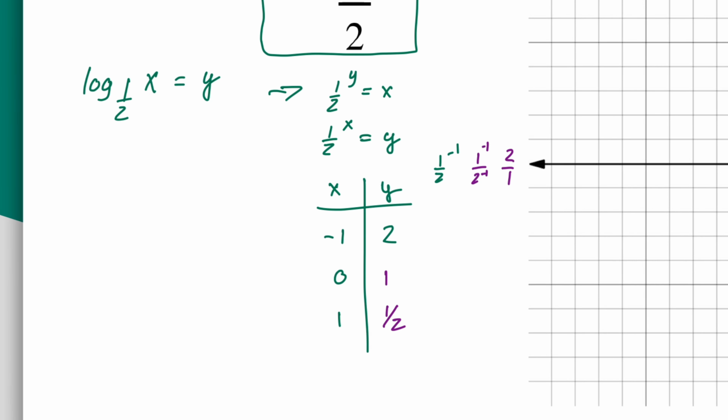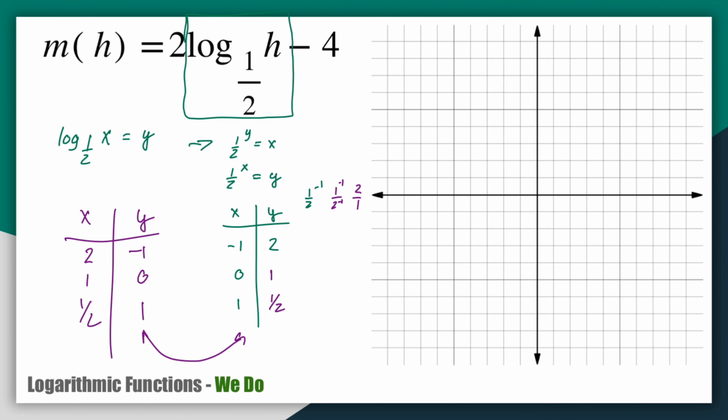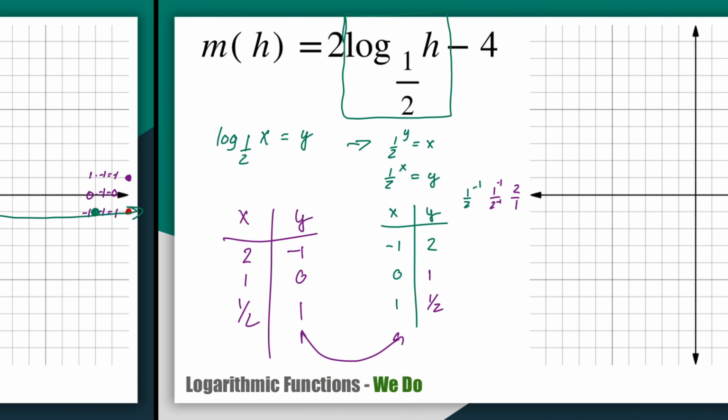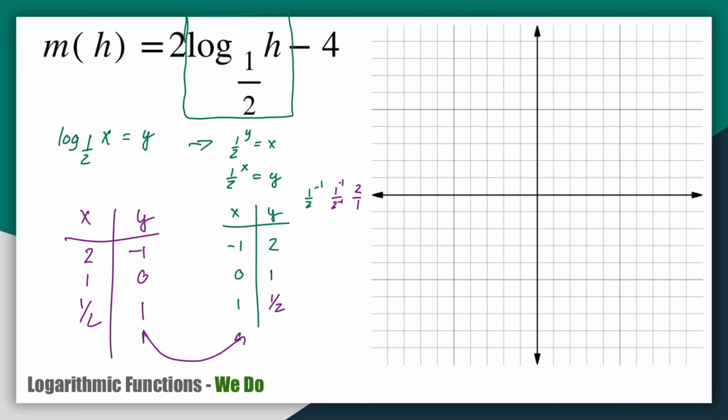Now I need to do the inverse of that, okay? So I have again x and y. My y is now -1, 0, and 1. I'm flipping these, right? And then I have 2, 1, and 1/2. So now all I need to do is go and graph those points, okay? Let me actually just go back here real quick. Yeah, I did that right. Okay. All right. Now, we got 2, -1. So that's 2, -1 here. We have 1, 0. That's here. And then we have 1/2, 1.